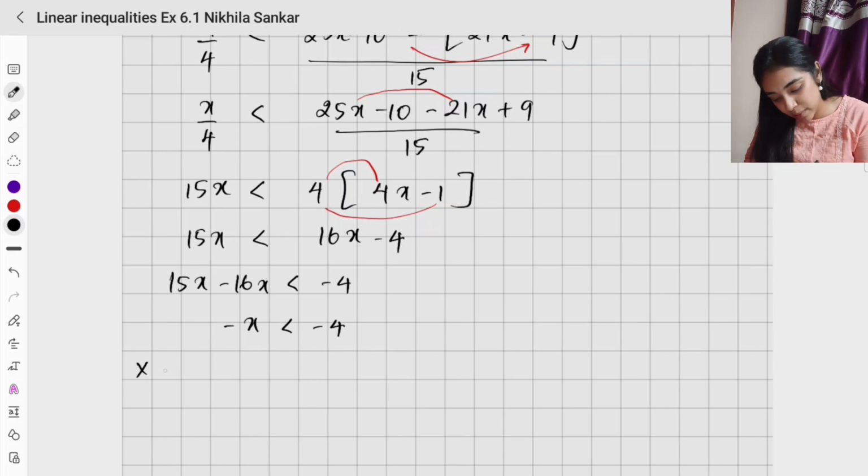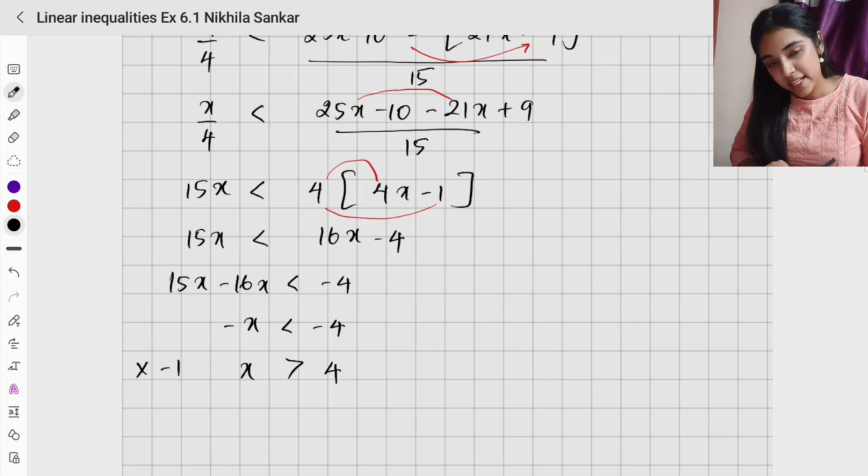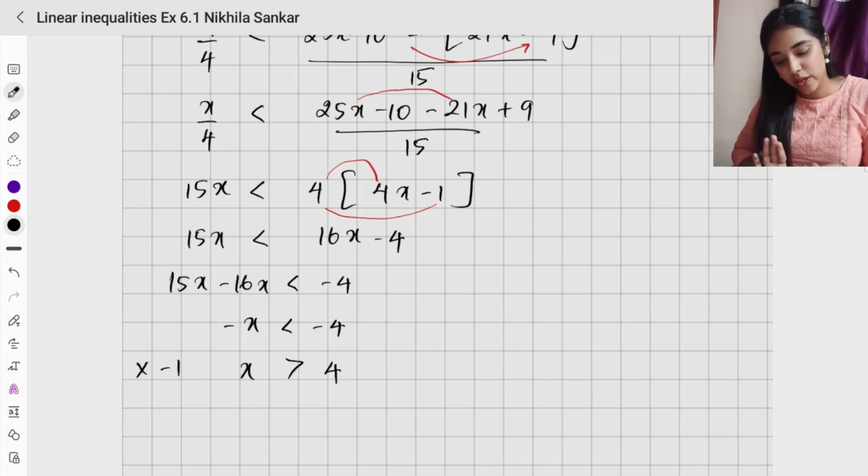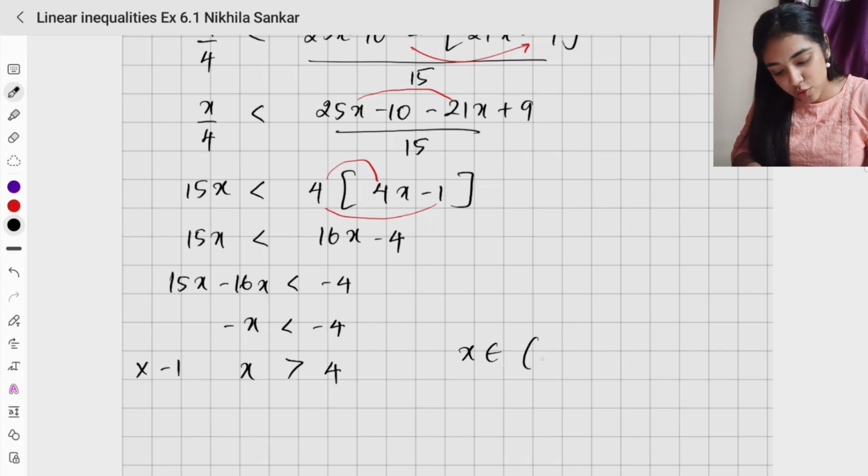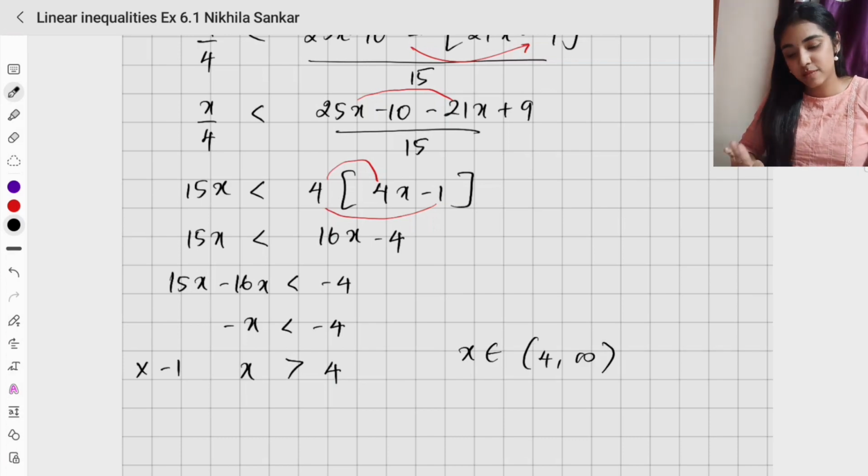I need the value of x. So I'm going to multiply both sides by minus 1. So the inequality changes. Okay. This is the first step. So x is greater than 4. Okay. I'm going to multiply both sides by minus 1. Minus x becomes x, minus 4 becomes 4. So it is greater than, simple. Okay. Very, very simple. So how does it become? X belongs to greater than 4 na 4 to infinity varaikkum. So this is my final answer. Please copy.